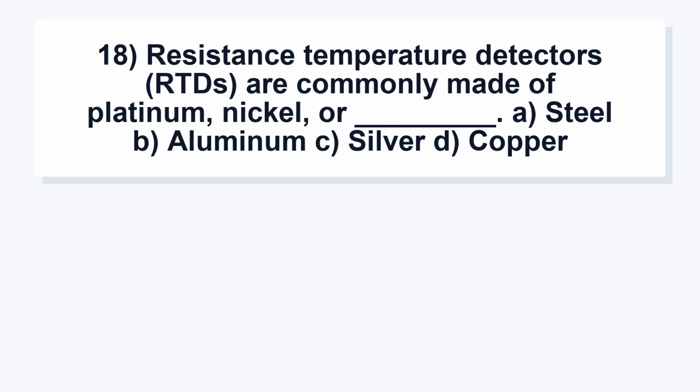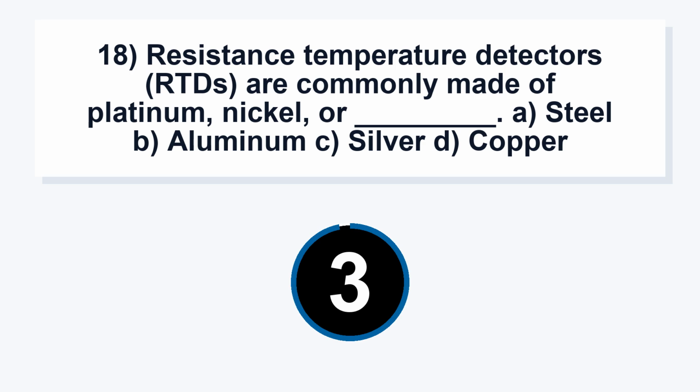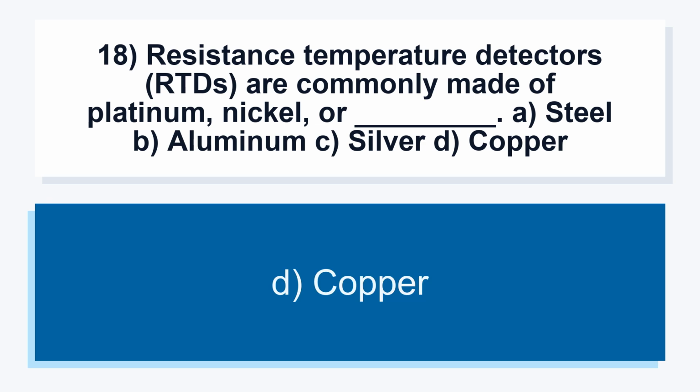18. Resistance temperature detectors, RTDs, are commonly made of platinum, nickel, or blank. A. Steel. B. Aluminum. C. Silver. D. Copper. D. Copper.